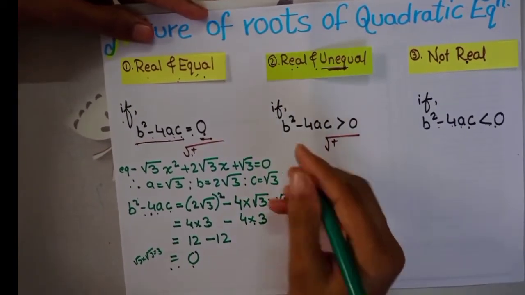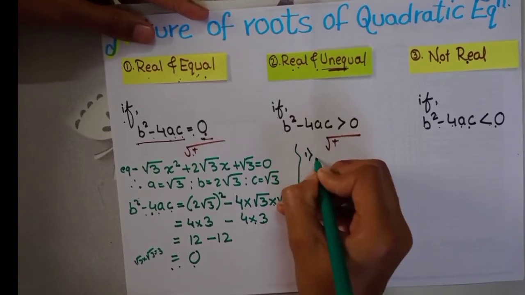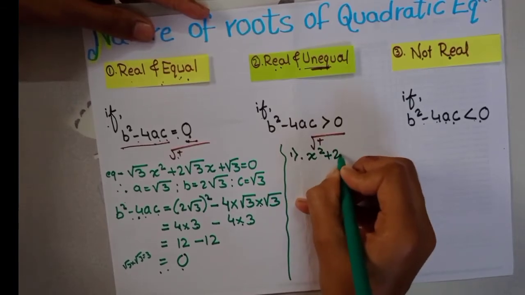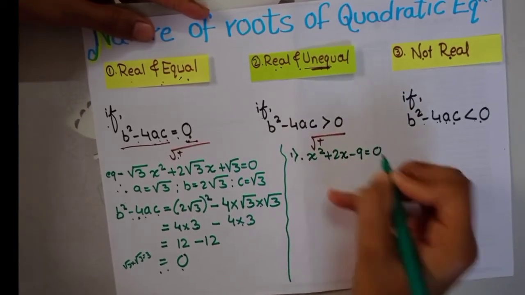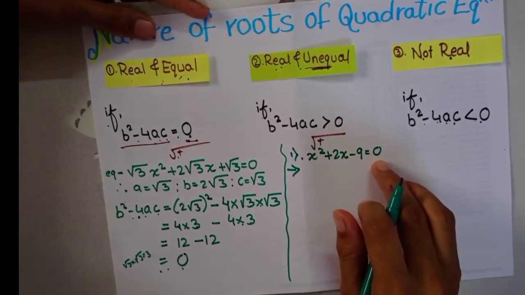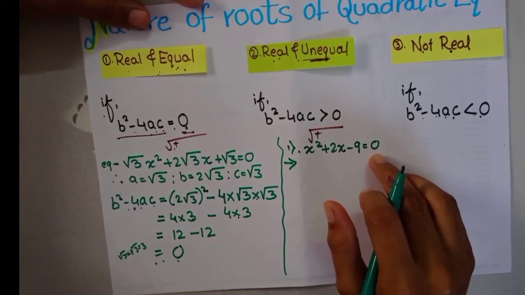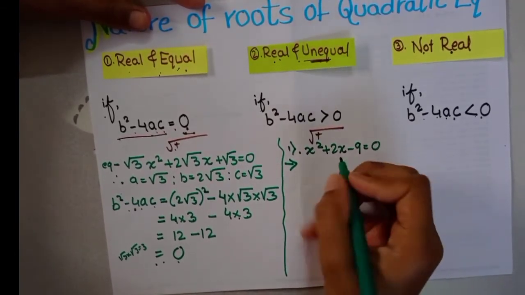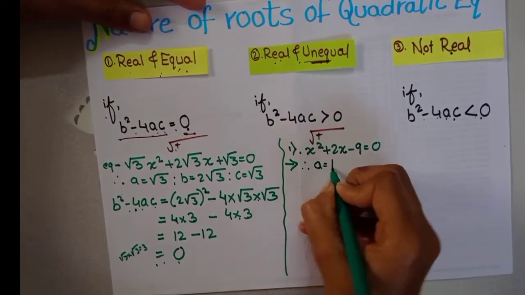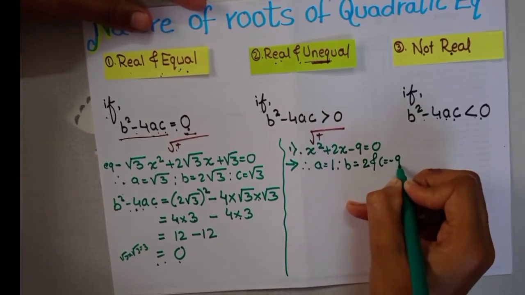Now the second form, real and unequal. An example for this is x square plus 2x minus 9 is equal to 0. We compare the given quadratic equation with its standard form, ax square plus bx plus c. Here the value of a is 1, b is 2 and c is equal to minus 9.